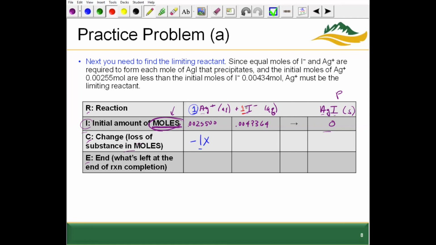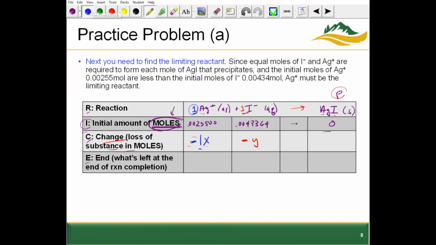And for this limiting reactant style problem, we want to figure out what's the smallest variable. So I'm going to assign this just arbitrarily y. And this is a minus sign because we're going to lose concentration of our initial reactants over time. As the reaction is proceeding to form this product, we're going to lose some amount of silver plus, and some amount of I−.